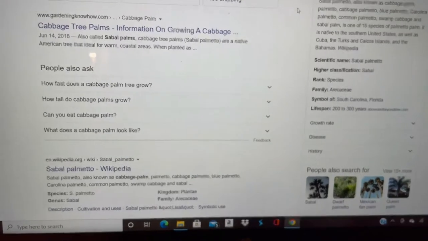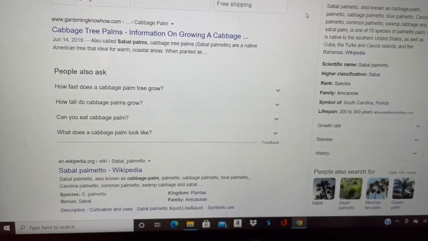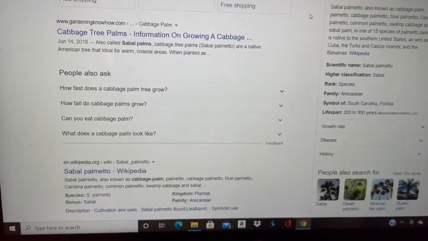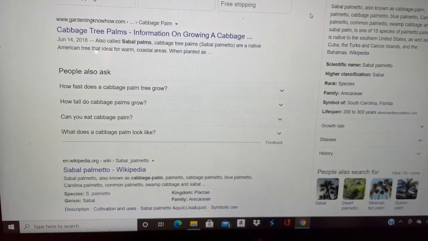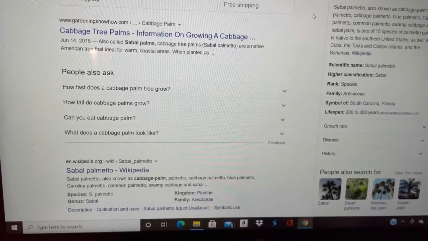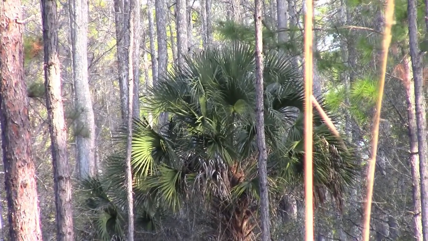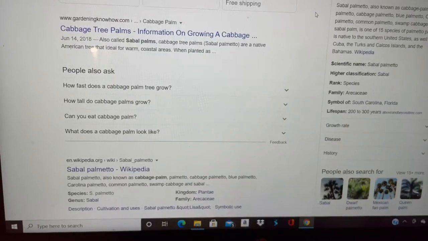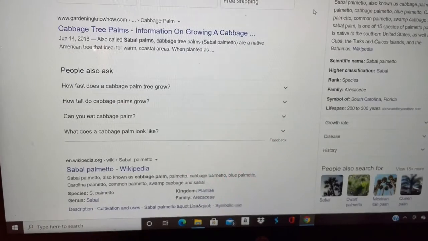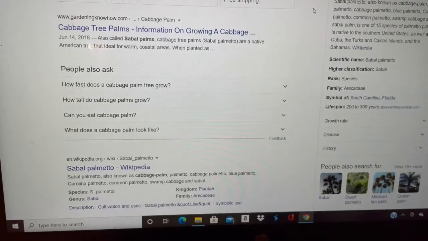Okay, so I'm looking up the cabbage palms. They're also known as swamp cabbage and also known as a sabal palm. In the video here, Wynette was asking me about a really tall cabbage palm she was pointing out. When I was filming there, I saw a pretty tall palm tree there too that I thought was different than the cabbage palms, but it's not.